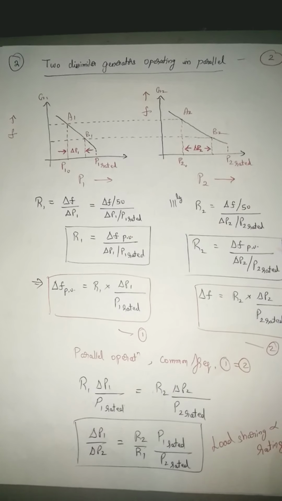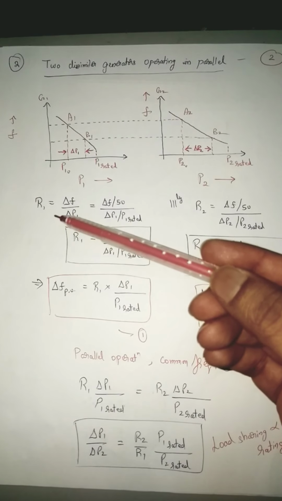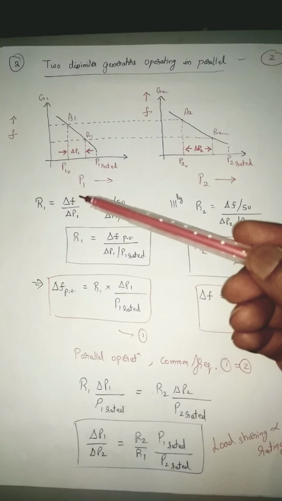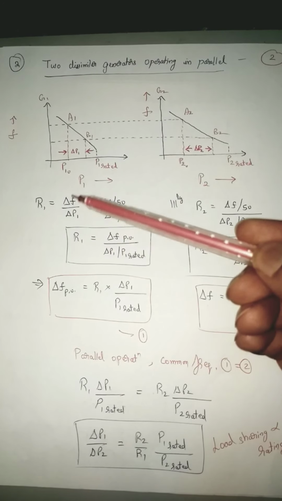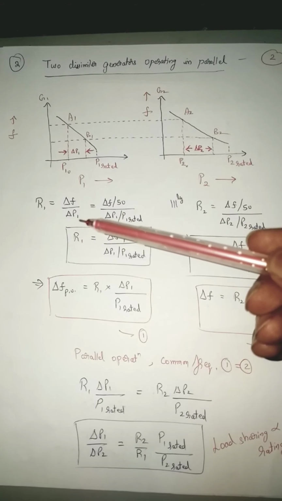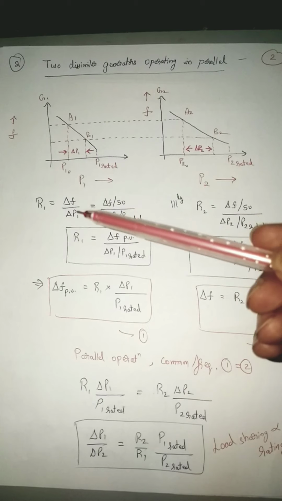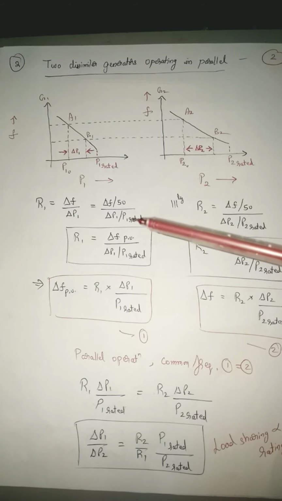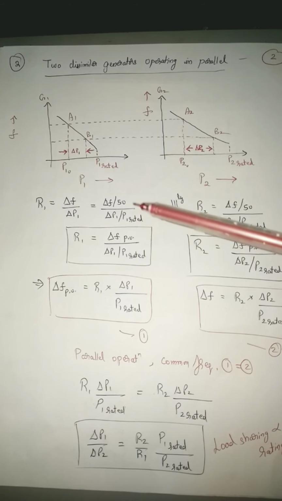Now let us go to the expression for regulation. Already we have defined regulation. It is the ratio of change in frequency to the change in load demand. So with respect to the first machine, it is delta F divided by delta P1. Now if you are trying to express them in per unit, obviously it will be delta F divided by 50, delta P1 divided by P1 rated. As you know, per unit is nothing but actual value by base value.